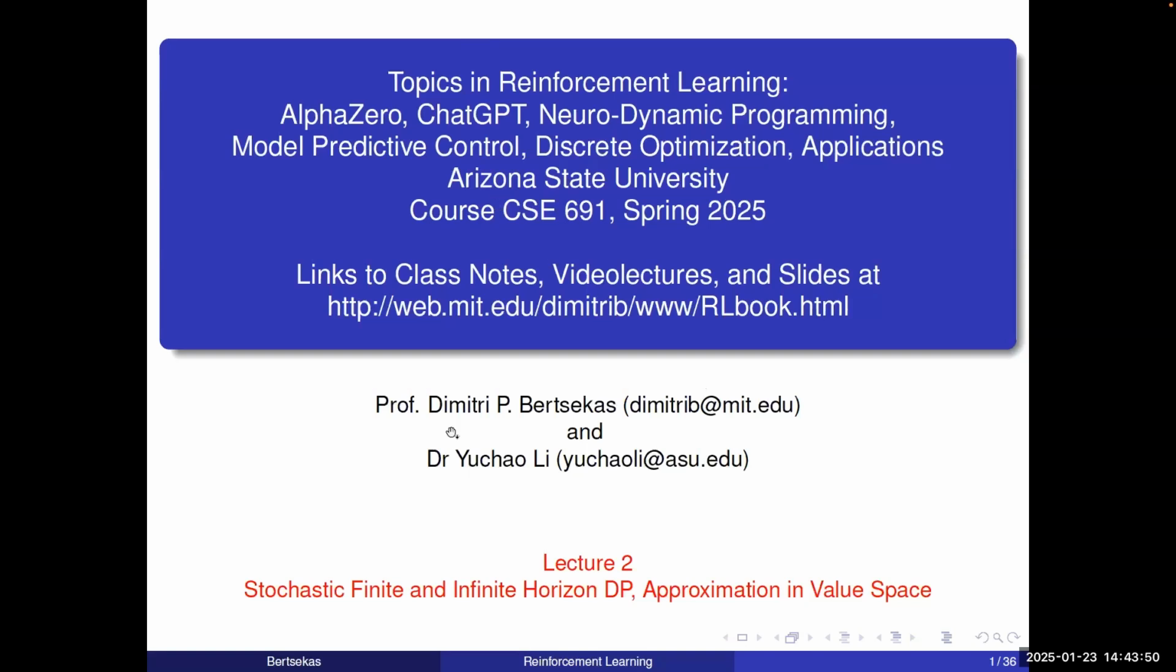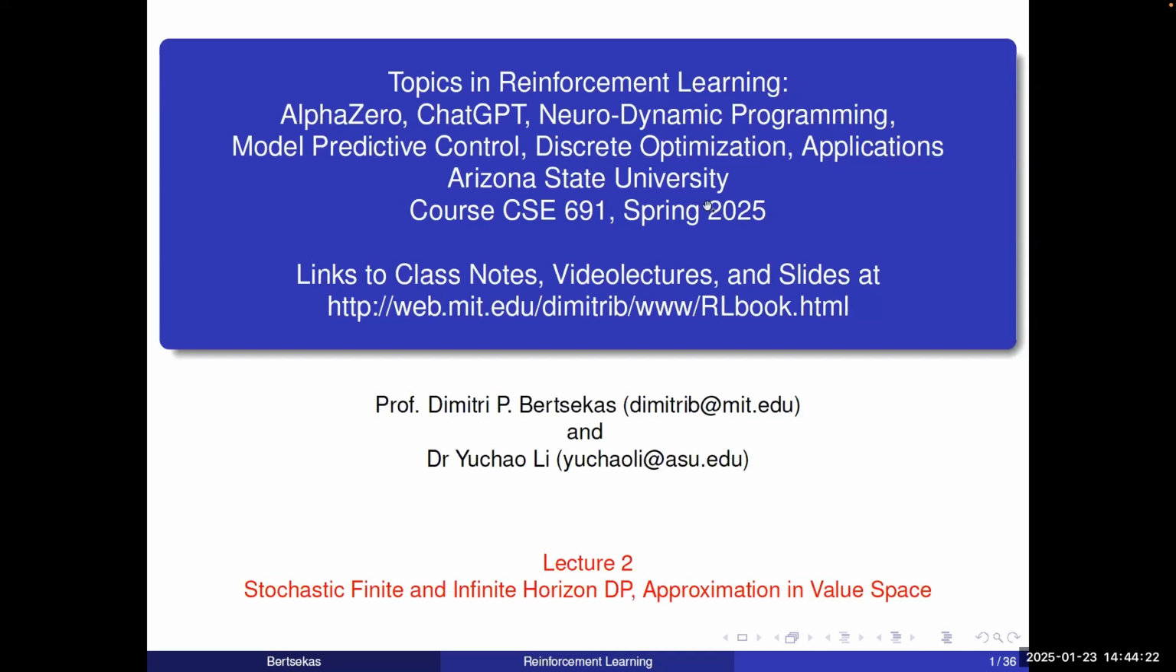We're going to talk about stochastic dynamic programming problems and the dynamic programming algorithm for both a finite horizon and infinite horizon. This is to complement the deterministic dynamic programming material that we covered last time. And then we're going to go into approximation in value space, the major method in reinforcement learning, and how it applies in general terms to these problems.